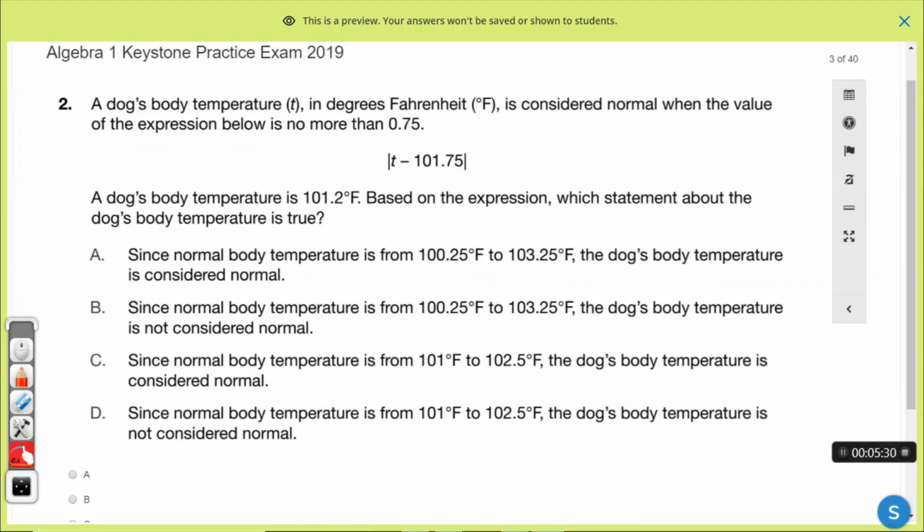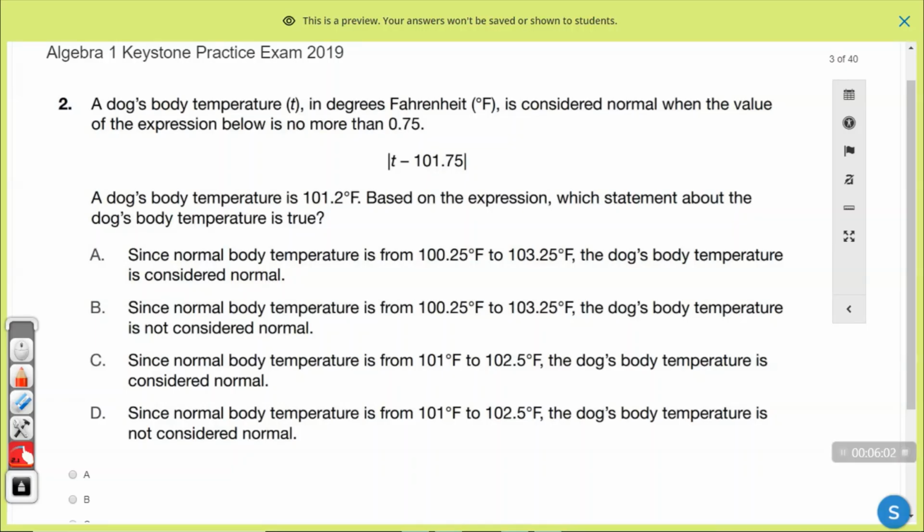A dog's body temperature, T, in degrees Fahrenheit, F, is considered normal when the value of the expression below is no more than 0.75, and we have an absolute value expression there. A dog's body temperature is 101.2 degrees Fahrenheit. Based on the expression, which statement about the dog's body temperature is true? It takes a look at a few different statements, since the normal body temperature is between two given values, and then we consider it either normal or not normal. That's the two parts to this problem.